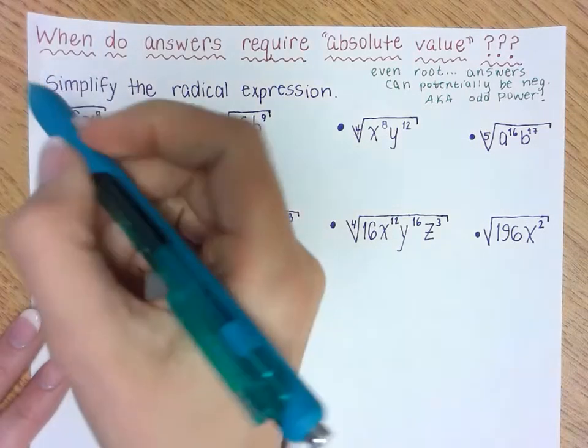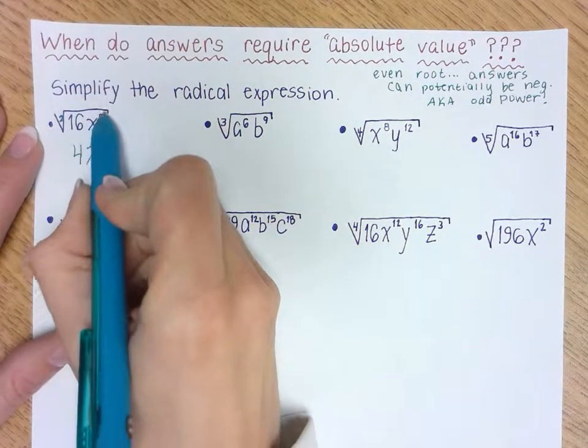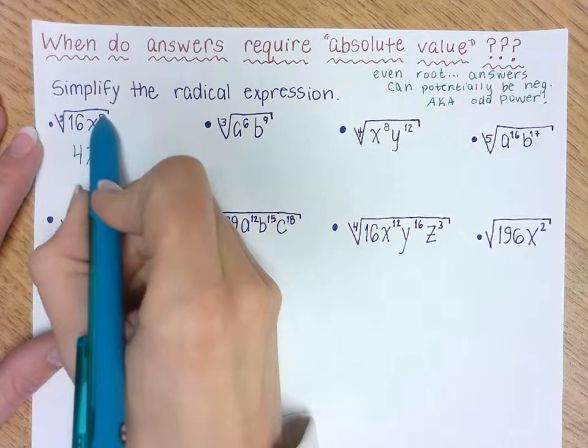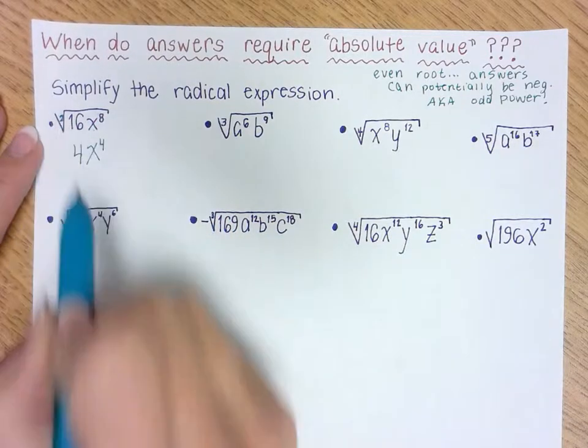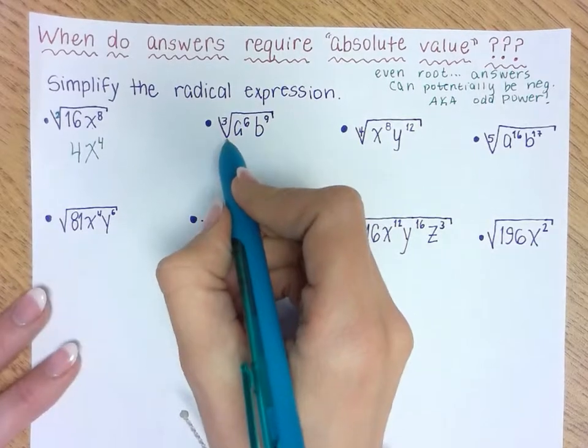Okay? Another way to look at it is there's a little 2 here. What we like to do is divide your variable's power right here by the index. 8 divided by 2 is 4, and that gives us that. Cube root, you'll never need absolute values.